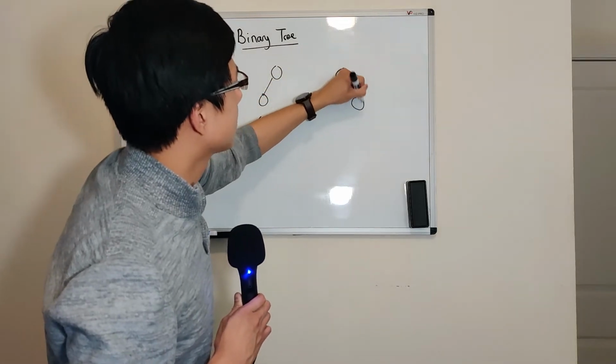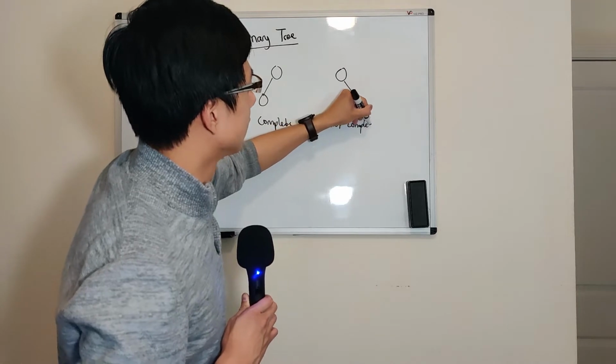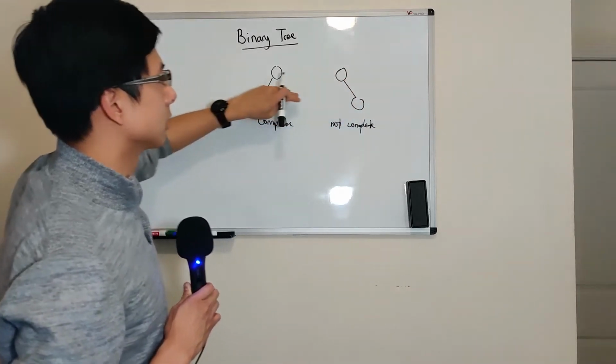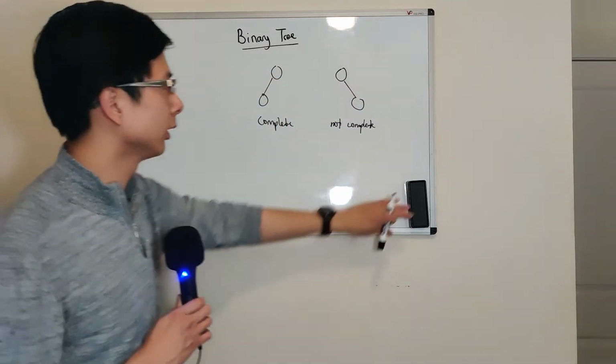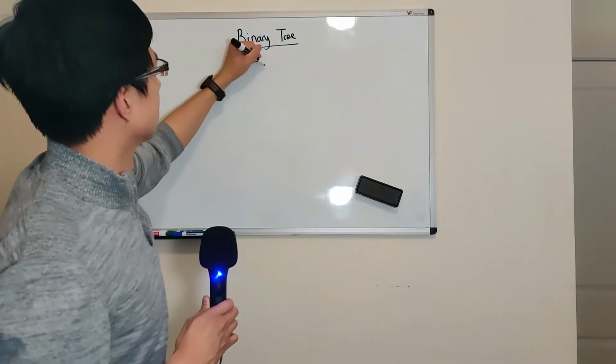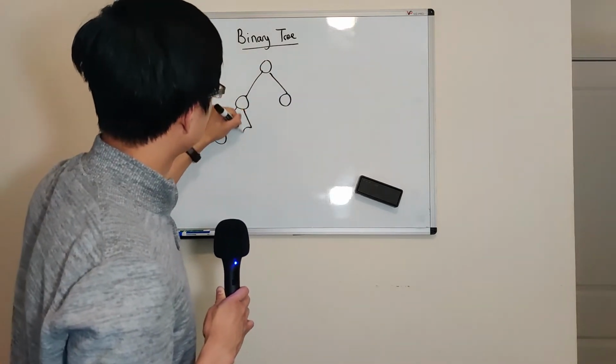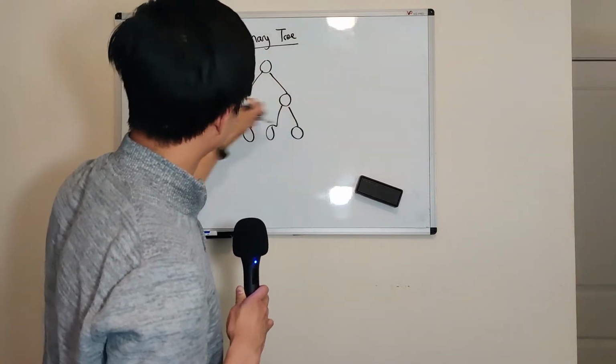Now with a tree like this, for example, this is not complete because while the first level is completely filled, the last level does not have all the nodes as far left as possible. Now let's draw a better example, one that isn't just 2 nodes. So for example, this one right here would be an example of a complete binary tree.